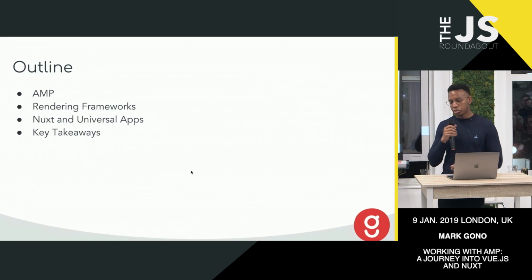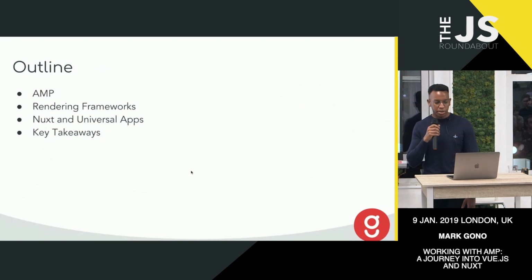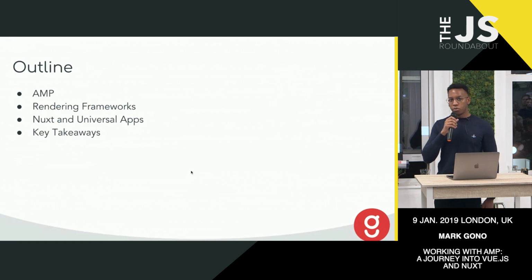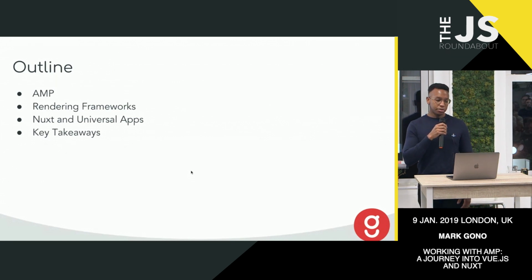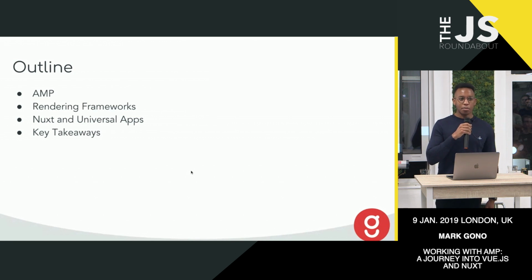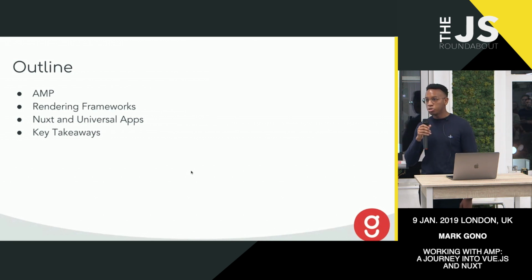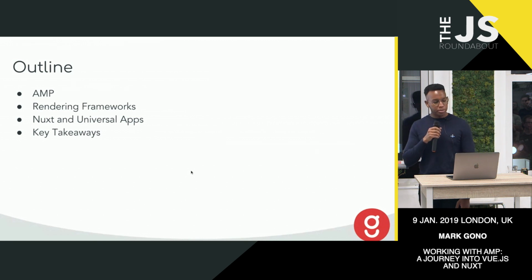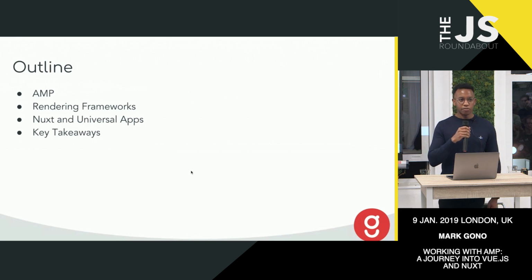Cool, so what I'll go through today is AMP, what it is, how to use it, and what the specification of that technology is. I'll go through some rendering frameworks that we can use to generate these AMP pages. Following that, I'll go through Nuxt and universal apps, and then some takeaways, things that I've learned, things that I think are useful from this whole experience.